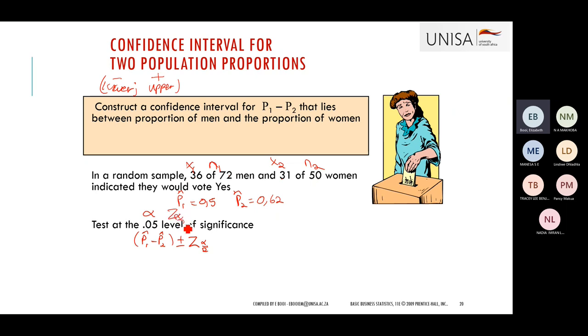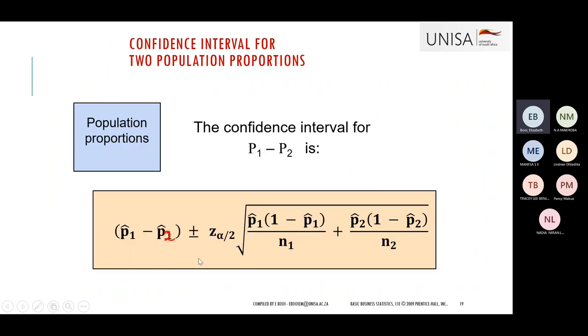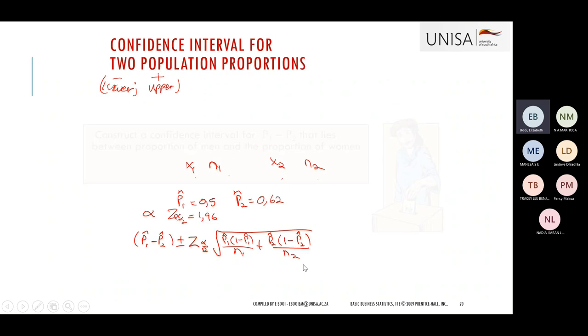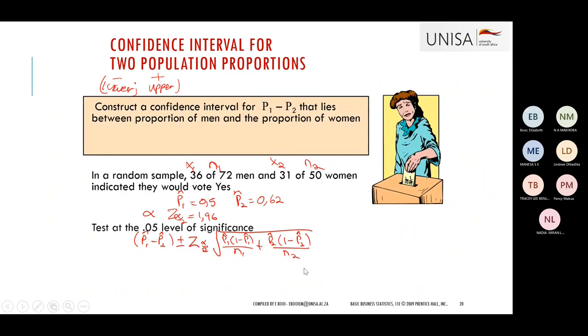We know that the critical value of alpha divided by 2 is 1.96, from the previous activity that we did, times the square root of P1 times 1 minus P1 divided by N1 plus P2 times 1 minus P2 over N2. And that is the formula. Let's go back there. P1, 1 minus P1, so we are on the right track. Okay, so now we can just substitute the values.